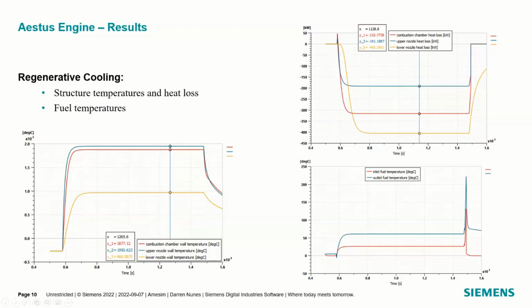But that being said, the structure temperature of the combustion chamber and the upper nozzle are definitely too high. So that indicates that the structural part should be redefined or set up into the model itself. We didn't really have any geometric or material information for that regenerative cooling. So we just kind of knew that that was one way to improve the model with its fidelity.